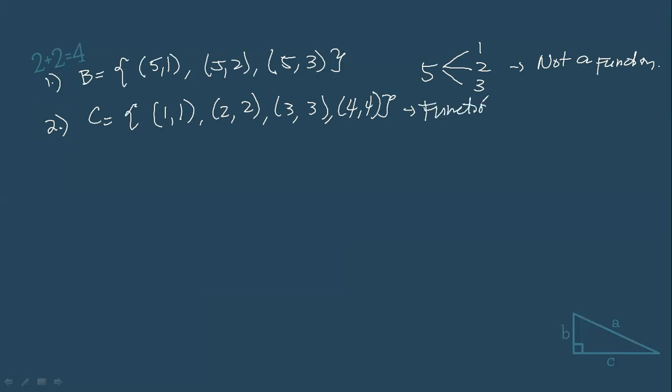Bakit po function? Hindi naman po na ulit-ulit si x. So, dito po, si 1, siya lang po ang natatanging x na merong 1. Opo, si 2 rin po, siya lang po yung natatanging x na may 2. Ganon din po kay 3 and 4.